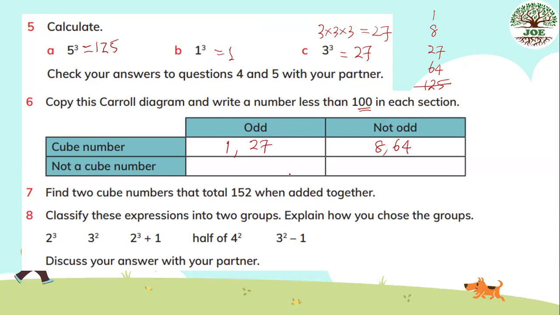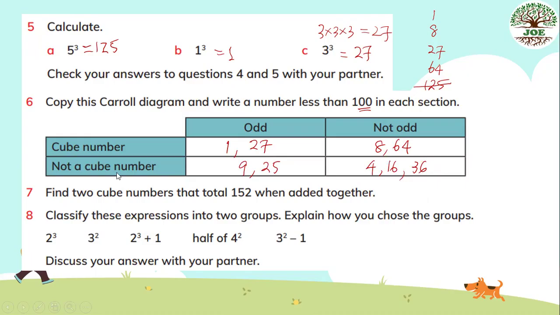Let's write down square numbers. Odd square numbers are 3 square is 9, 5 square is 25. Not odd numbers: 2 square is 4, 4 square is 16, 6 square is 36. You can write down whatever you like, but they must be less than 100.